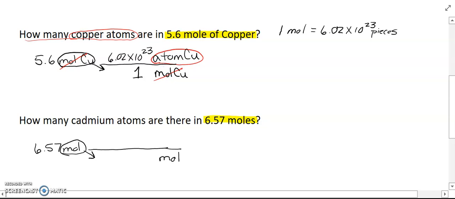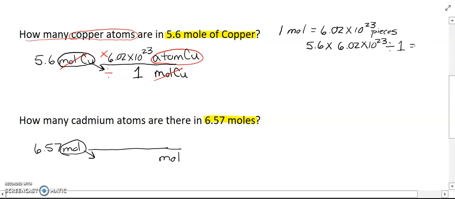And if I'm at atoms of copper, that's what I'm looking for, I need to be able to calculate this out. Now, when I take a look at a problem like this, anything on top of the line is going to be multiplied by. Anything on the bottom of the line is going to be divided by. So when I put this into my calculator, I am going to take 5.6 times this 6.02 times 10 to the 23rd, divided by the 1. And I can hit equals and my calculator will spit out the answer.